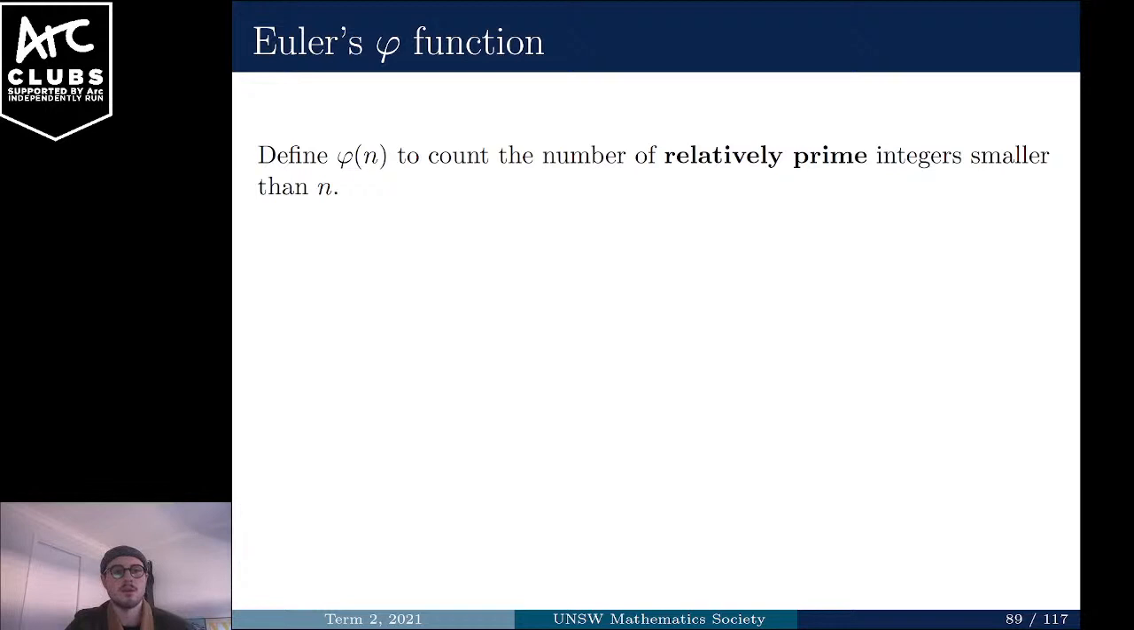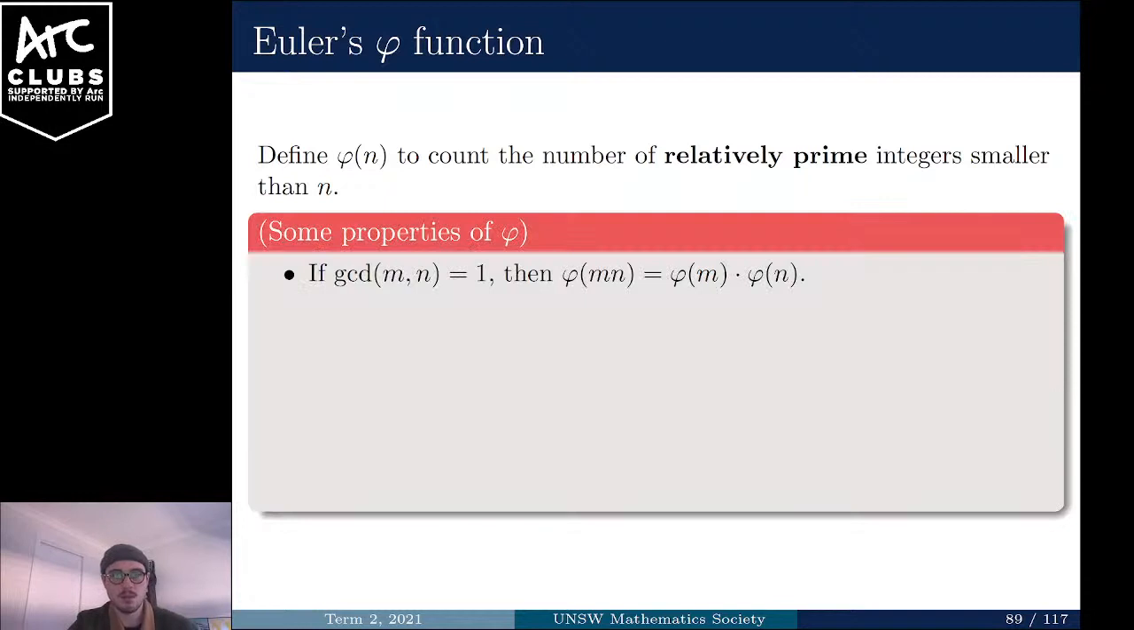So for the phi function, we define phi of n to count the number of relatively prime integers smaller than n. So some properties of it. We have this multiplicative identity. If the GCD of m and n, so these two numbers, is 1, they're relatively prime, we can split up this function into these two things. And if you think about the fact they're relatively prime and don't share any prime factors, you can figure out how this comes about.